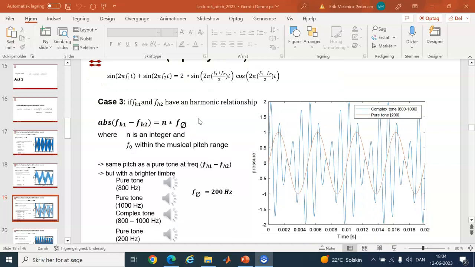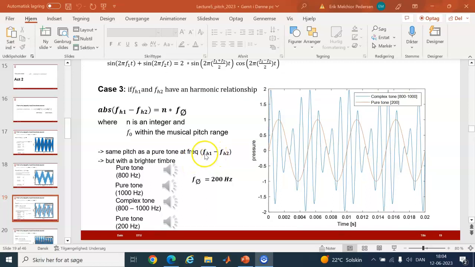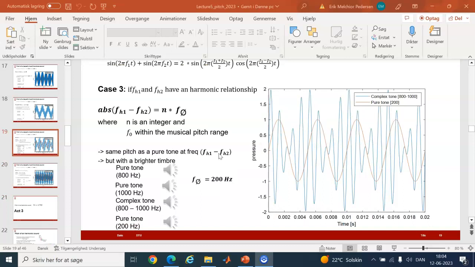If the absolute difference is n times the fundamental frequency, where n is an integer and f0 is within the musical pitch range, the result is the same pitch as a pure tone at frequency f(h1) minus f(h2), but with brighter timbre, Klang. So we can hear it.